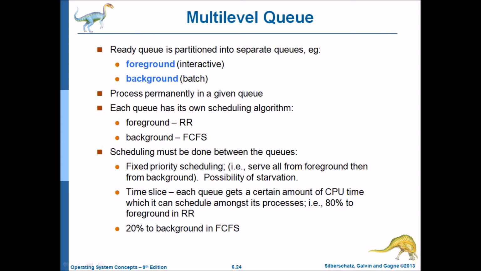Here, each queue gets a certain portion of the CPU time, which it can then schedule among its various processes. For instance, in the foreground background queue example, the foreground queue can be given 80% of the CPU time for round-robin scheduling amongst its processes, while the background queue receives 20% of the CPU time to give to its processes on a first come first serve basis.